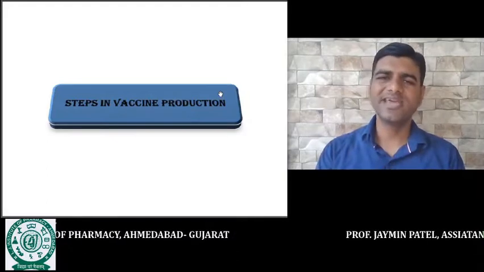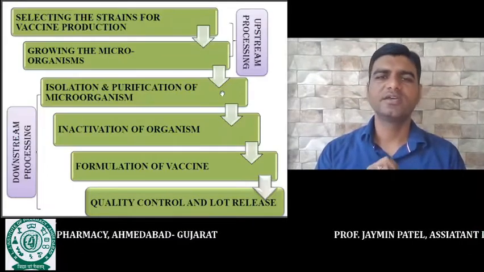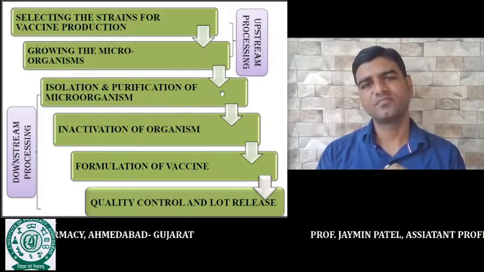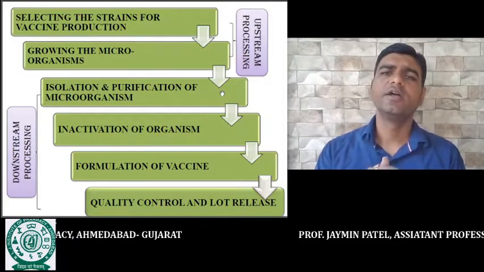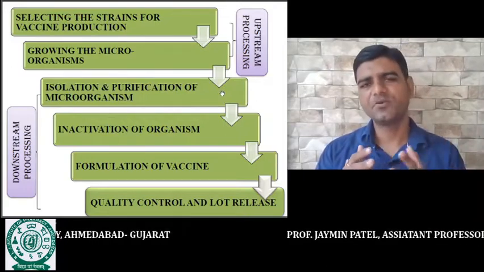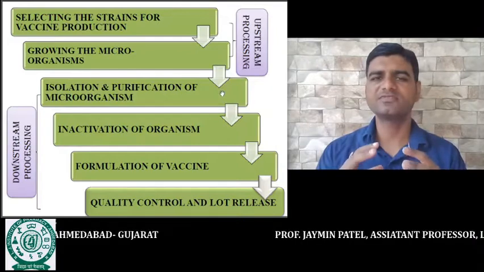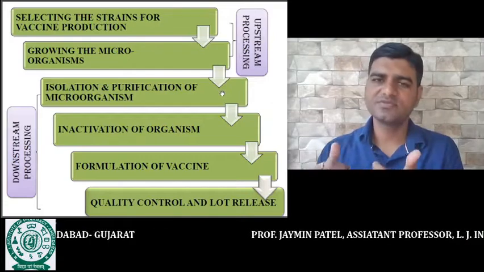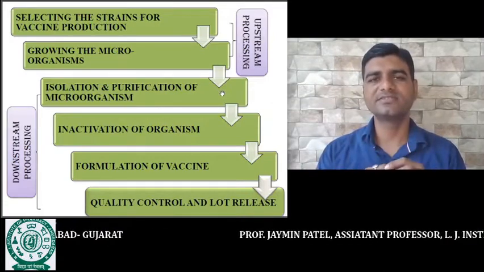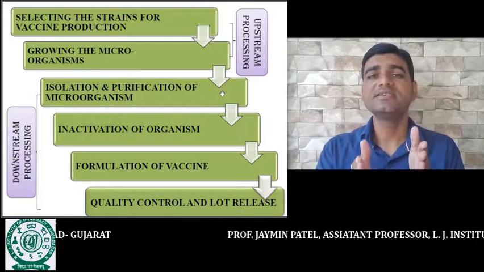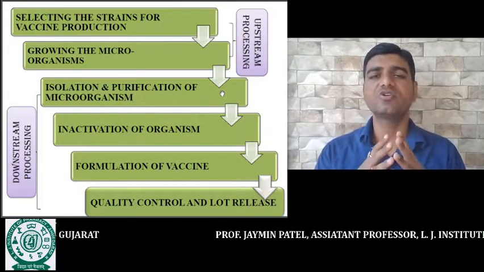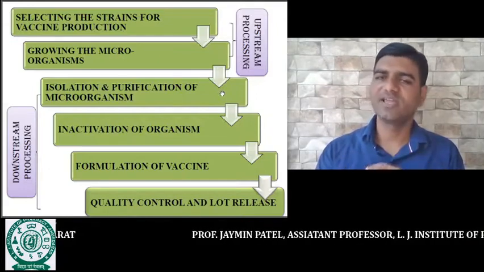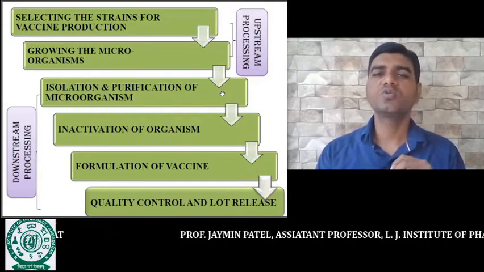Now if we talk about the steps of vaccine preparation, the first step is to select a suitable strain for vaccine production. Whether we go for live vaccines or dead vaccines, we have to select the suitable strain accordingly. If you go for dead vaccines, the same strain is used, and if you go for live vaccines, then we can use alternative strains that are capable of providing immunization but are not capable of producing the disease. So the first step is to select the strains. The second one is the growth of the microorganism.